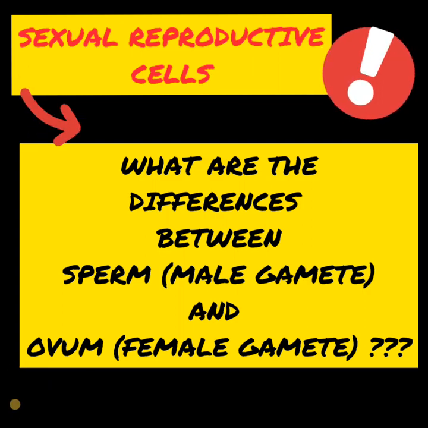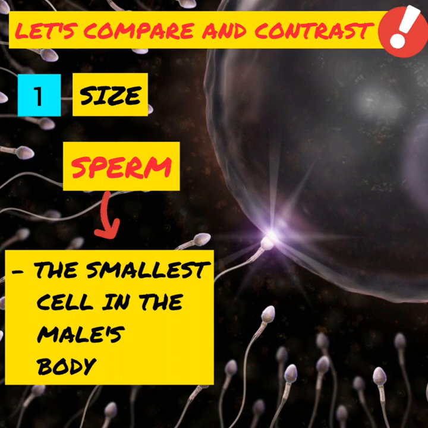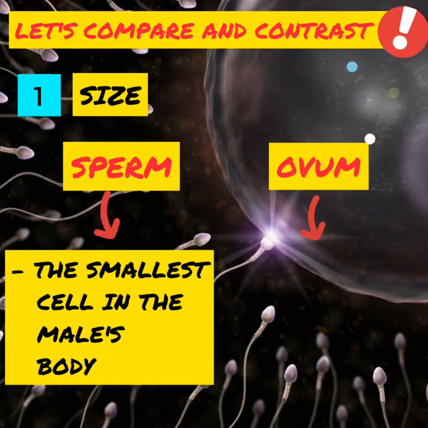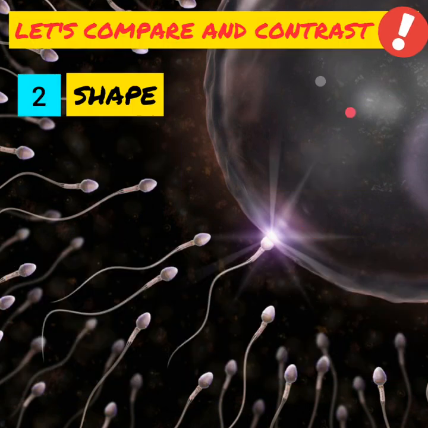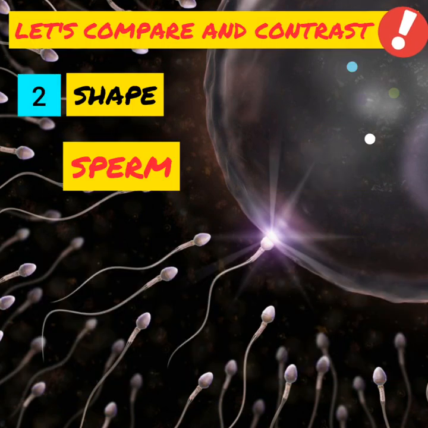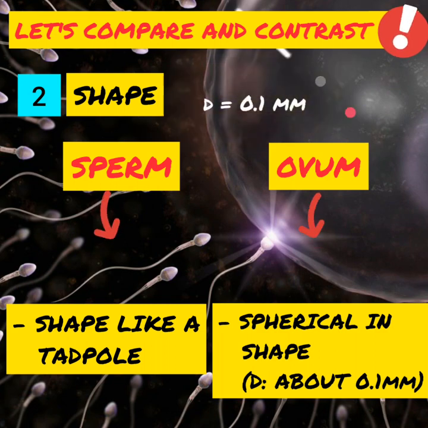Let's start with the first comparison, which is the size. Sperm is the smallest cell in the male's body. Meanwhile, the ovum is the largest cell in the female's body. Let's discuss the second aspect, which is the shape of the cell. Let's start with the sperm. Sperm shape is like a tadpole. Meanwhile, the ovum is spherical in shape with a diameter of about 0.1 millimeter.